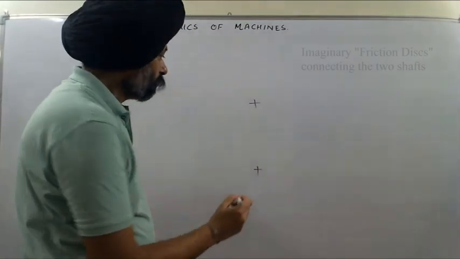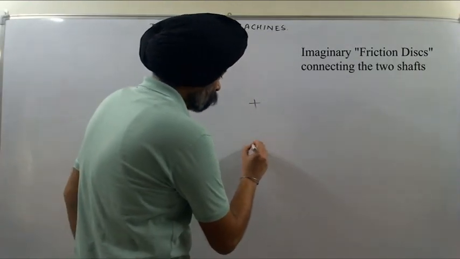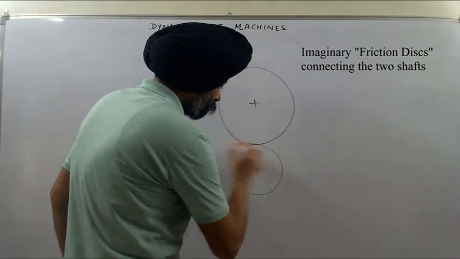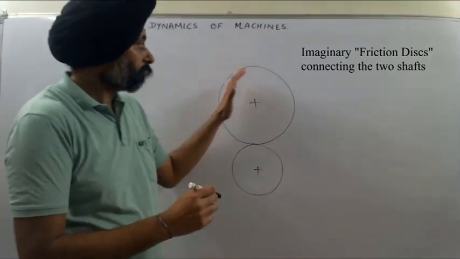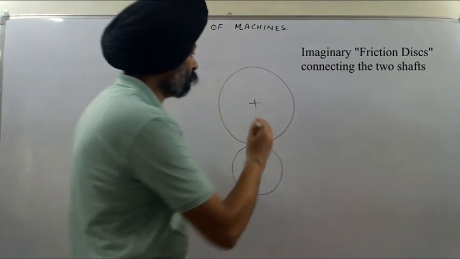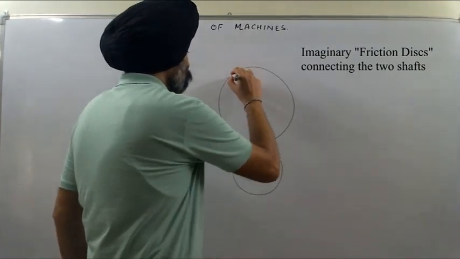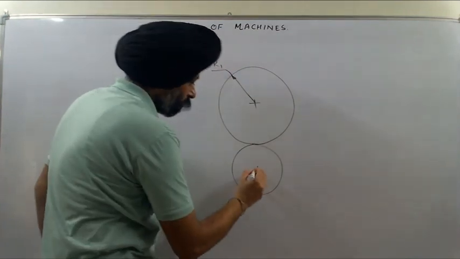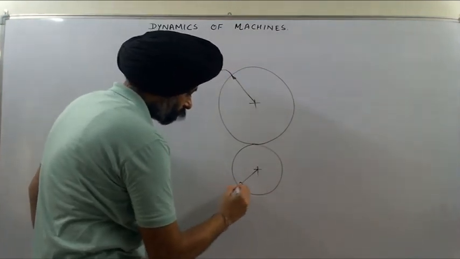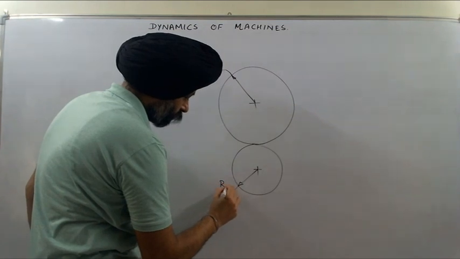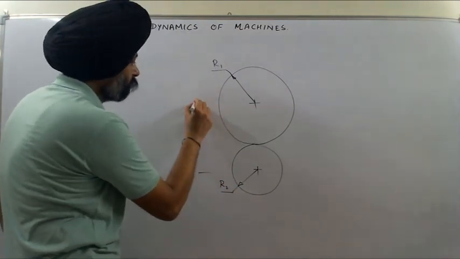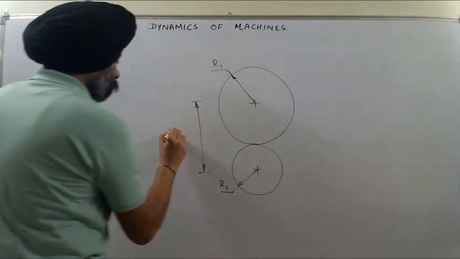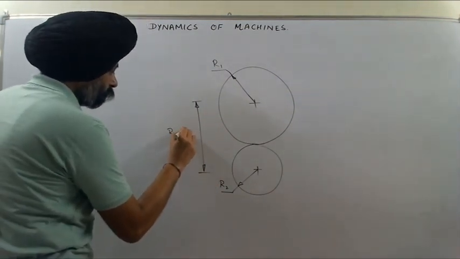So we mount some sort of discs on either of the shafts. On the first shaft we mount a disc whose radius is, let us say, R1. On the second one we mount another disc whose radius is R2. So essentially the center distance between these shafts would be R1 plus R2.